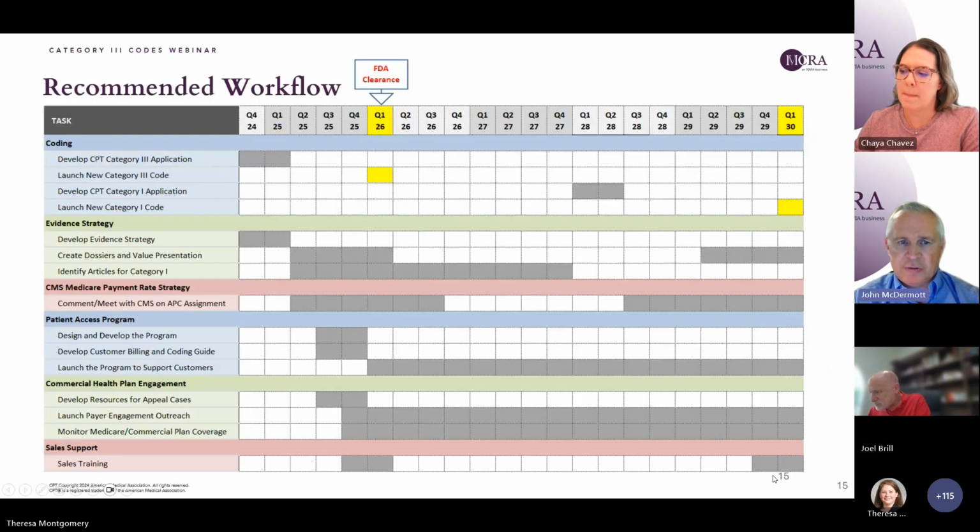These are our recommendations for what a typical work package or workflow would look like with Category 3 and leading up to Category 1. So I started the timeline October 1st of this year, and you can see it assumes you applied for a code in February. So maybe take roughly 6 months or so to get that application pulled together, submit it, then you get your code coinciding with FDA clearance.